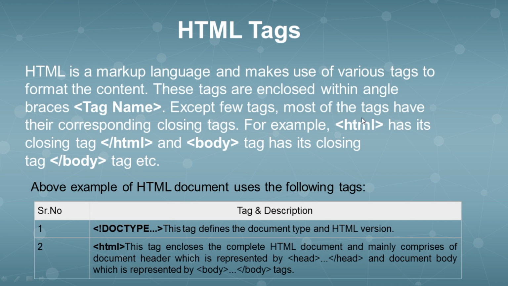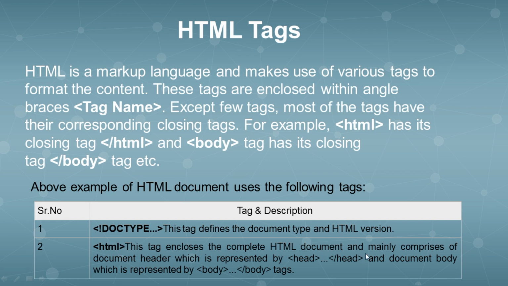Some tags contain an open tag and a close tag. The open tag does not contain a slash, whereas the close tag contains the slash. Same with body, and its closing tag, body close. Now we are going to understand the different tags and their purposes. First tag, doctype: this tag defines the document type and HTML version. Document type, suppose CSS, text, etc. Second, the HTML tag is a container.